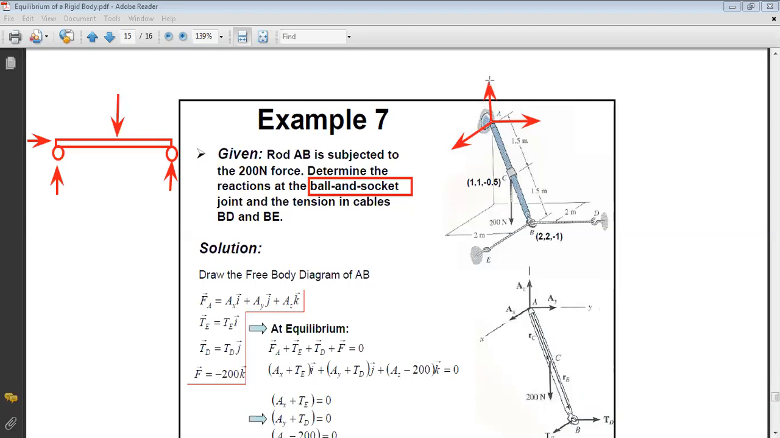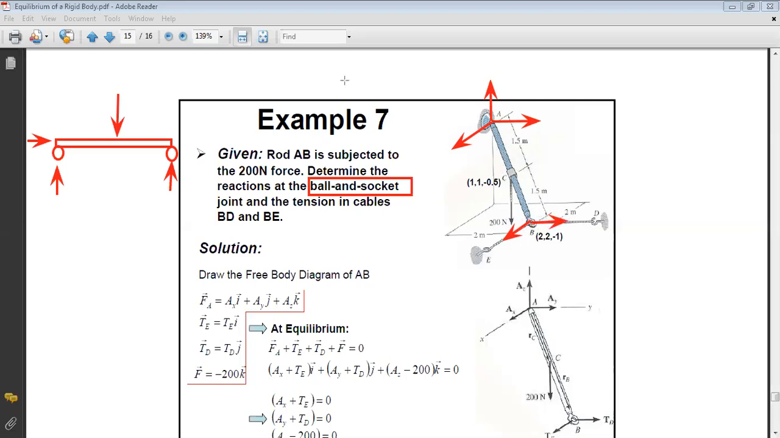The other reactions are in cables. Remember that a cable is always in tension. So, for example, for BE, the bar is acting on BE like this, okay? So by action-reaction, the cable will pull it to this side. So always when you put the force of the cable on the bar, it's directed from the bar towards the cable. So the same for cable BD.